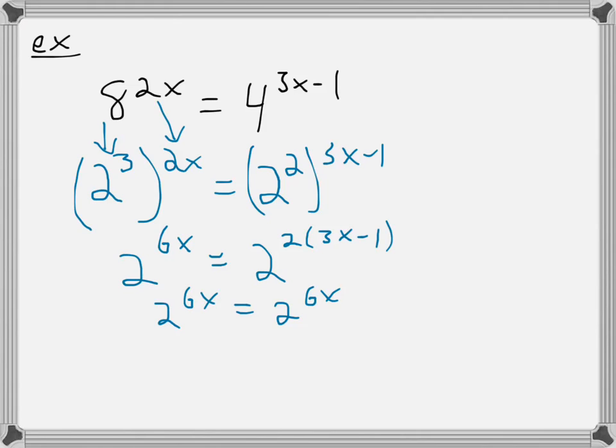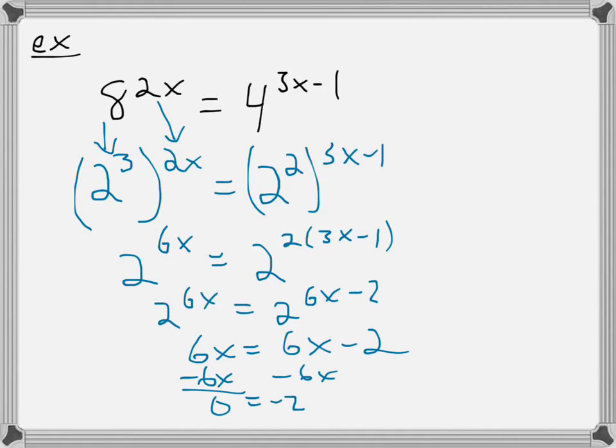Uh-oh. I think this is going to be undefined, but too bad. So I got 2 to the 6x on the left side and 2 to the 6x minus 2 on the right side. So the last thing I need to do is just set these two equal to each other. And did you hear me say, uh-oh, I think this is going to be undefined? Because I'm saying, hey, 6 times some number equals 6 times some number minus 2. Well, it's not going to take me long to realize if I subtract 6x from both sides, I'm going to have a 0 and a negative 2. So this problem, my bad, happened to be undefined.